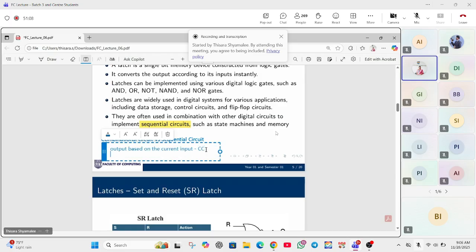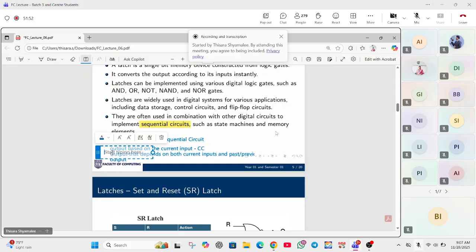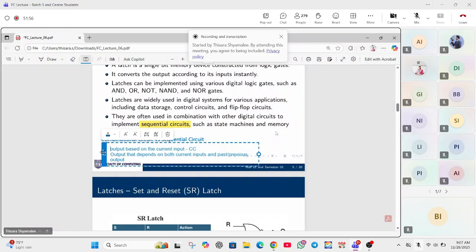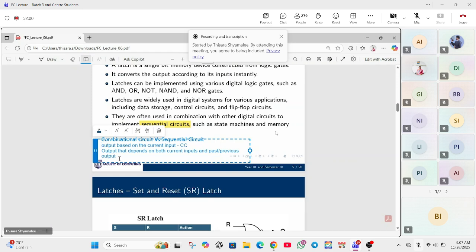When moving to the sequential circuit, the output depends on both the current input and the past or previous output. This is the sequential circuit.